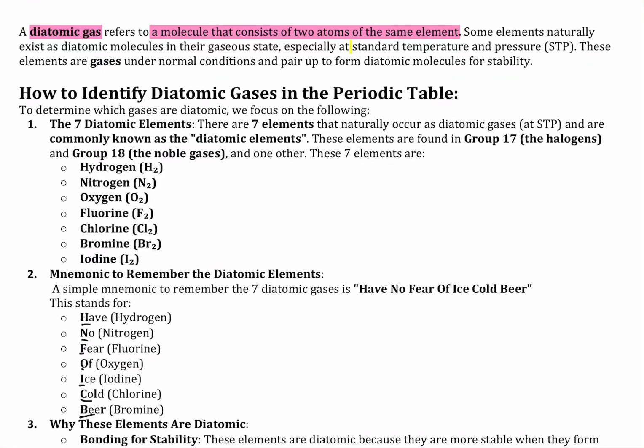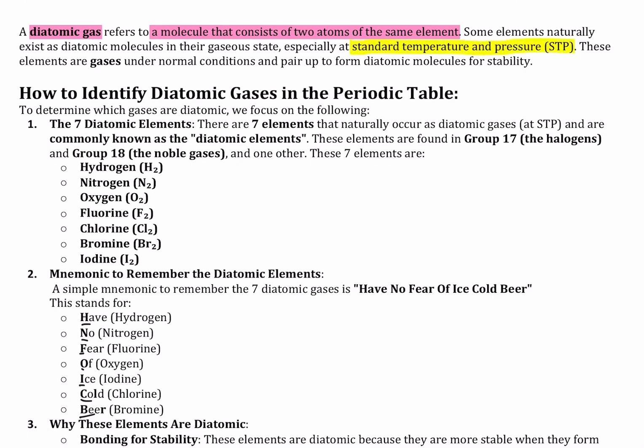Hi everyone, today I will be discussing diatomic gases. A diatomic gas is a molecule made up of two atoms of the same element. Some elements are not stable as single atoms, so they pair up with each other to form diatomic molecules. This makes them more stable, especially at standard temperature and pressure, or STP.